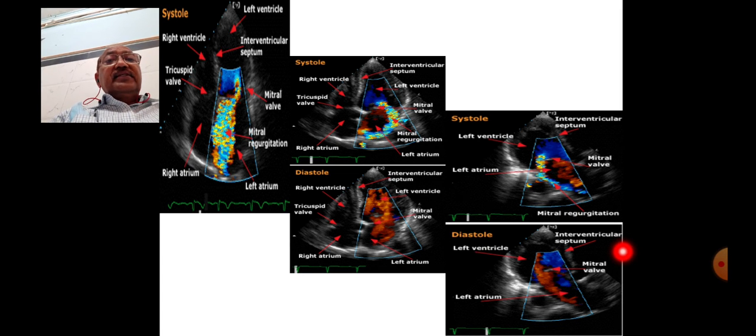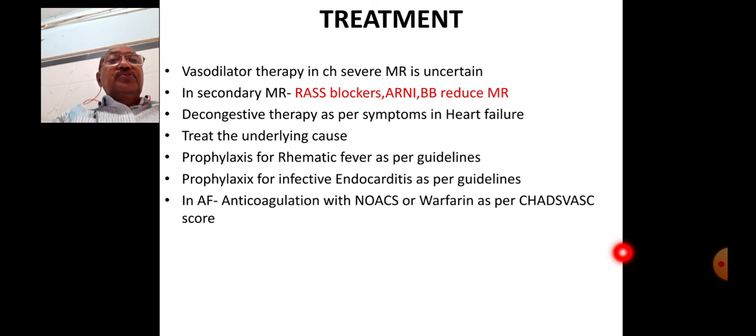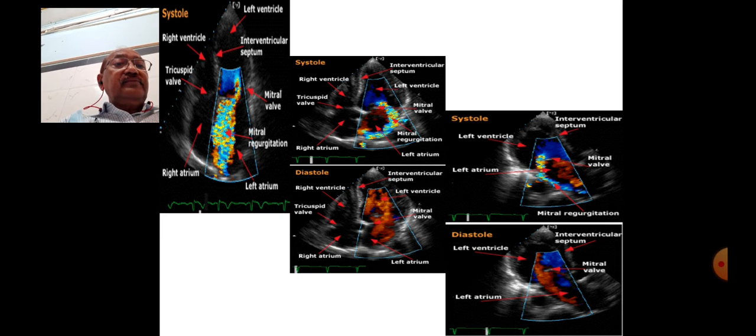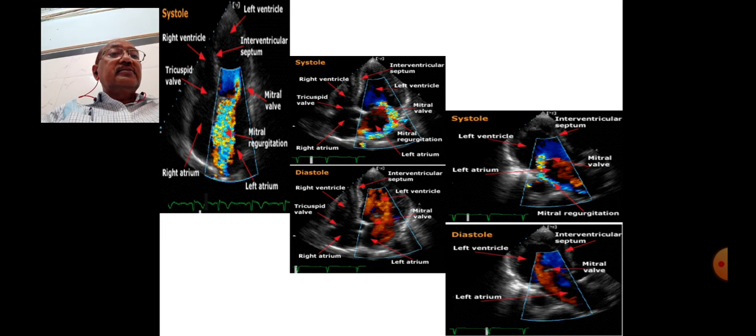So the regurgitant jet is coming from the mitral valve and going into the LA. These are the various views, and in all the views you can see the regurgitant mitral regurgitation.